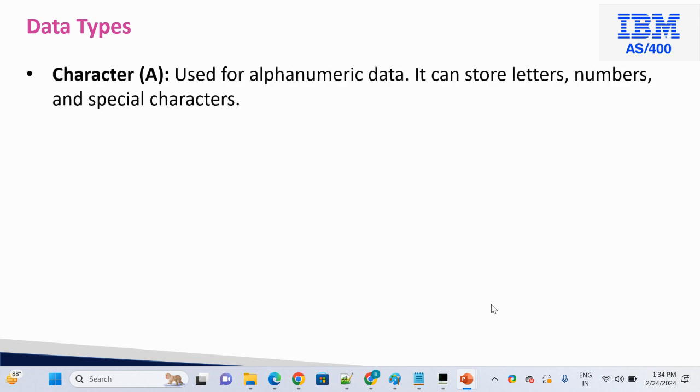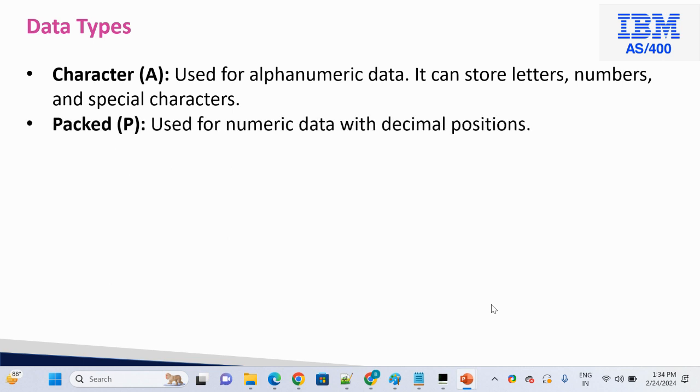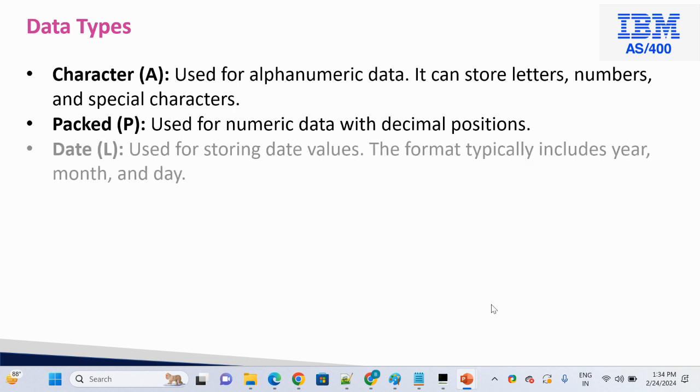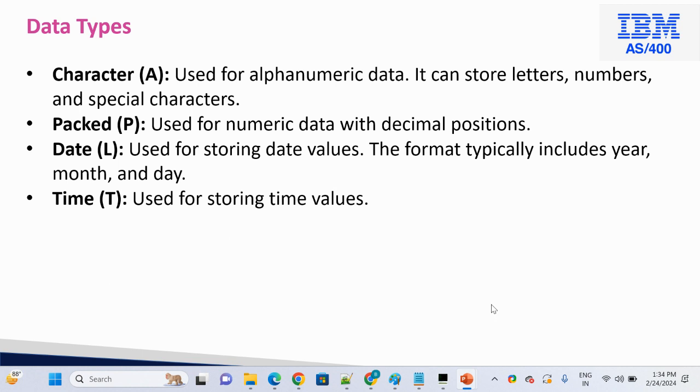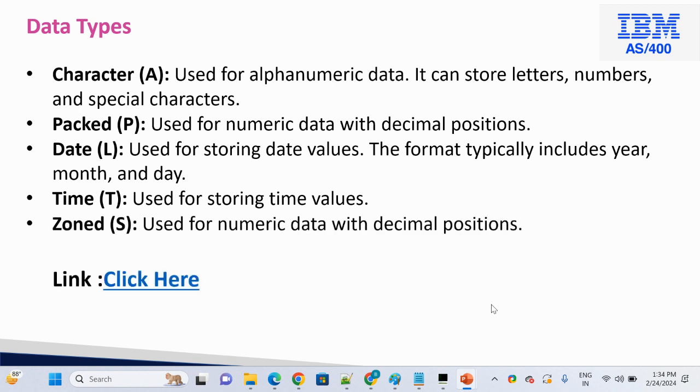So let's discuss the data types. What are the data types we have in the AS400? We have A for character. A is alphanumeric, which will allow letters and numbers both, and special characters as well. And P, packed, is numeric data with some decimal positions, where you have some amount kind of field. So it is most preferable to use packed. And L is for date. For example, if you want to get the date information from the customer or any other applications, the data type should be L. And T for time.